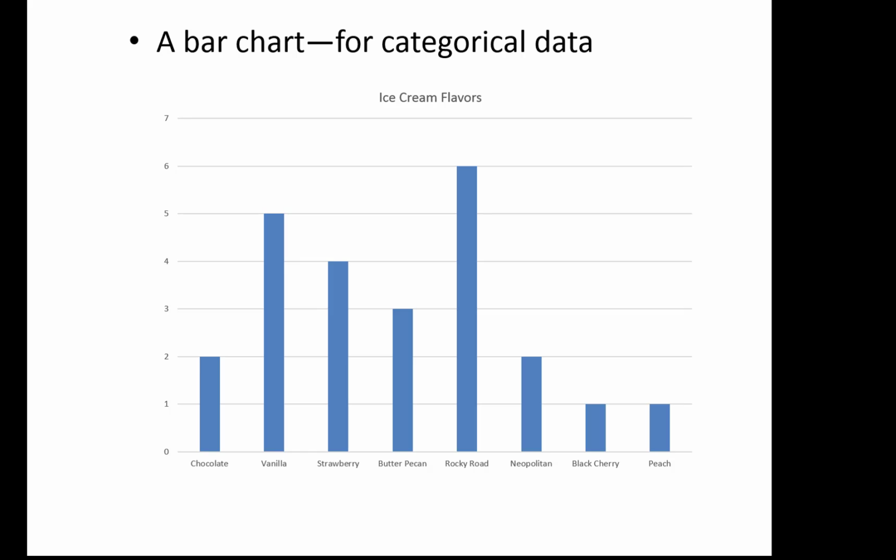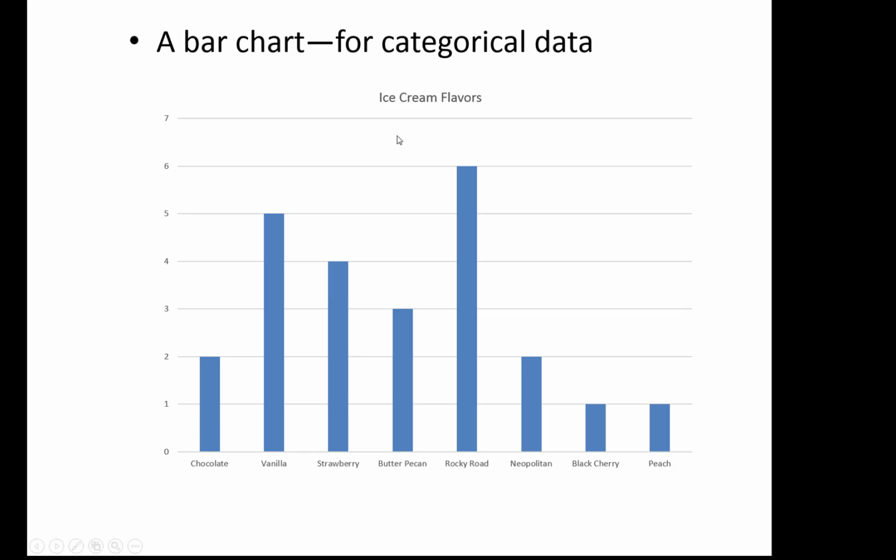So this is a bar chart. A bar chart is for categorical data. And so these are strictly categories. This happens to be people's preferences for ice cream flavors. So each bar represents how many people prefer each of these flavors. As you can see, Rocky Road is the biggest hit here, with 6 people, these are 24 people altogether, I think, and Peach and Black Cherry, only one person each.